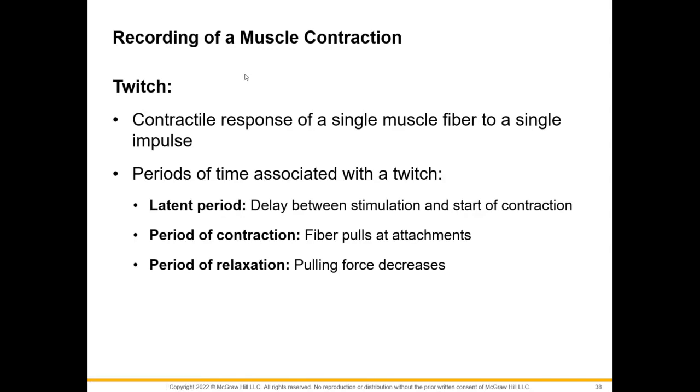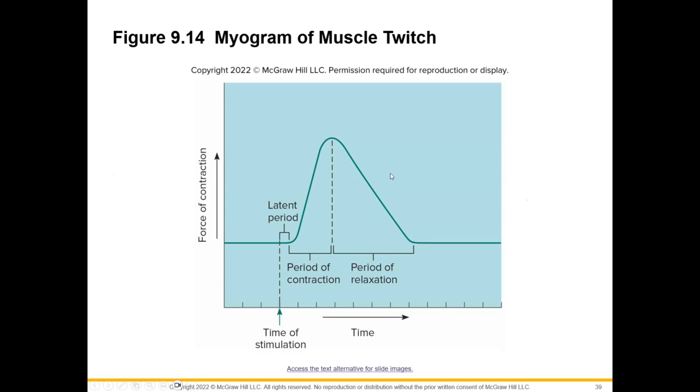Okay, a twitch, this is a contractile response of a single muscle fiber to a single impulse. And there are different periods of time associated with a twitch. You have a latent period, which is a delay between the stimulation and the start of the contraction. Then you have the period of the actual contraction. This is where the fiber pulls at the attachments. And then finally, you have a period of relaxation. This is where you have the pulling force decreasing. And this graph shows you those different periods. Latent period, period of contraction, relaxation. Again, this is an individual fiber.